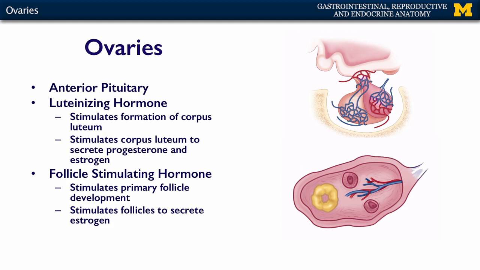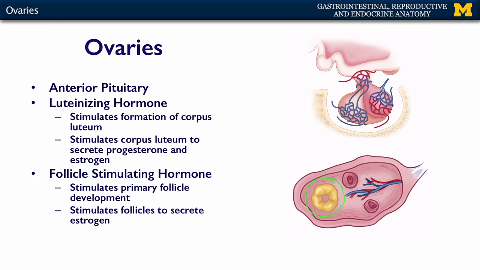The anterior pituitary gland secretes luteinizing hormone and follicle stimulating hormone. Luteinizing hormone stimulates the formation of the corpus luteum, and the corpus luteum is the yellow body. It's formed after ovulation. Luteinizing hormone also stimulates the corpus luteum to secrete progesterone and estrogen.